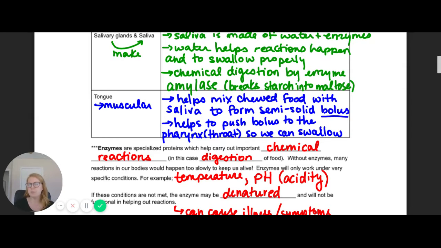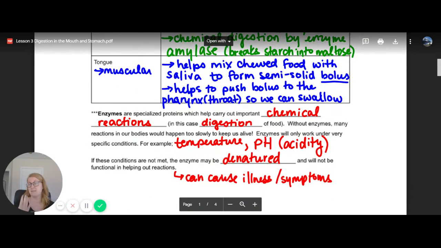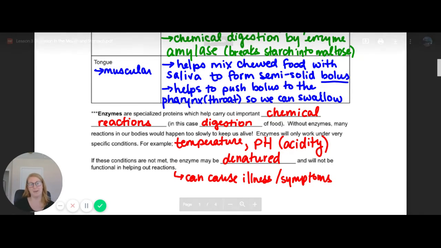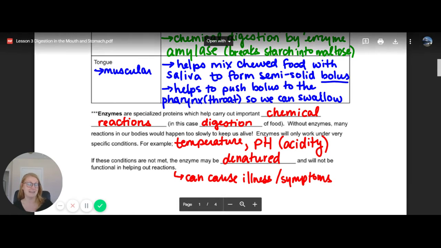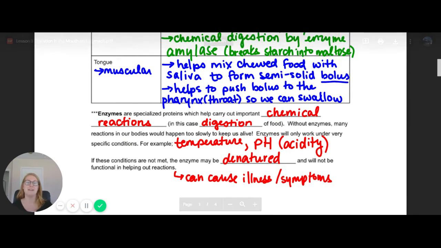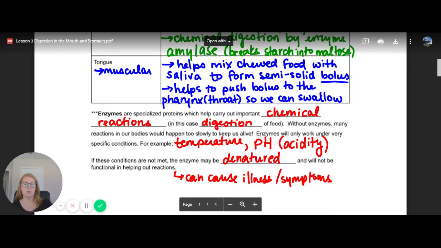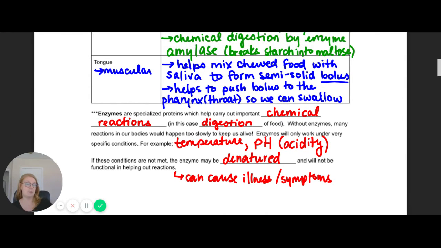Enzymes, again, are a super important concept. You talk a lot more about them in grade 12. They are proteins which have a very specific job in our cell. Each enzyme has a very specific shape to fit some substrate, which I'm going to define in just a second, and its job is to carry out chemical reactions. In the case we're going to talk about now, digestion of our food. Without enzymes, many reactions would happen so slowly that it would not keep us alive.